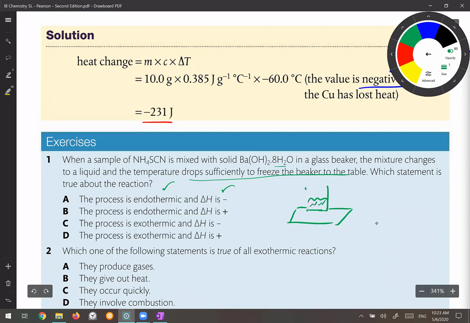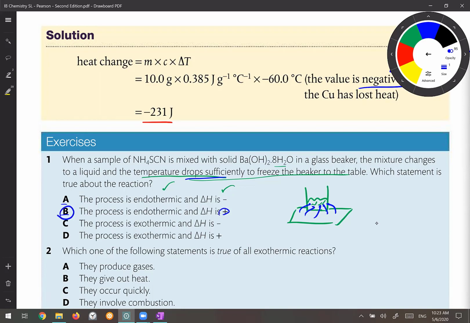The reaction happens inside the beaker, and you can see that the temperature drops sufficiently. What does it mean? It means when this reaction happens, it takes energy from the surroundings and from the beaker. That's why the temperature drops sufficiently. It means the reaction is endothermic. So the answer is either B or A. And you know the delta H for an endothermic reaction is positive. So the answer would be B.